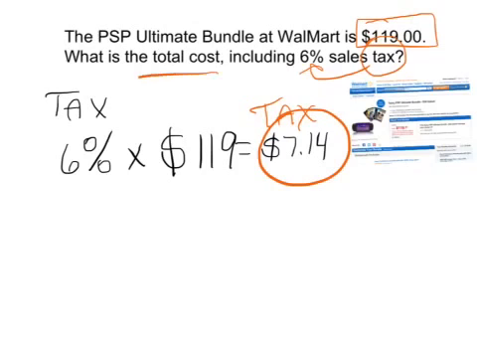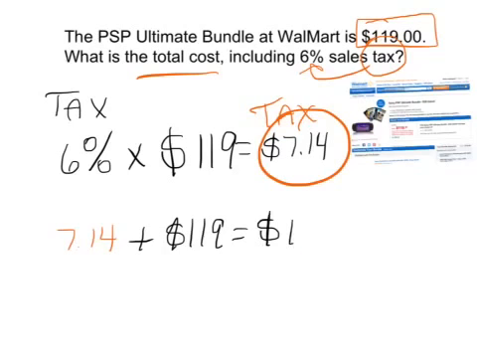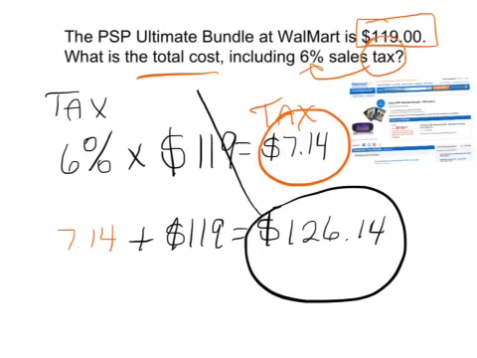In order to figure out the total cost, we would take the tax amount and add that to the price of the PSP. When you do that, you'll see that the total cost would be $126.14. This would be your total cost.